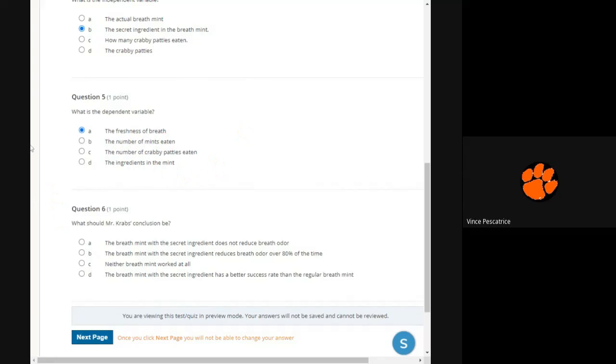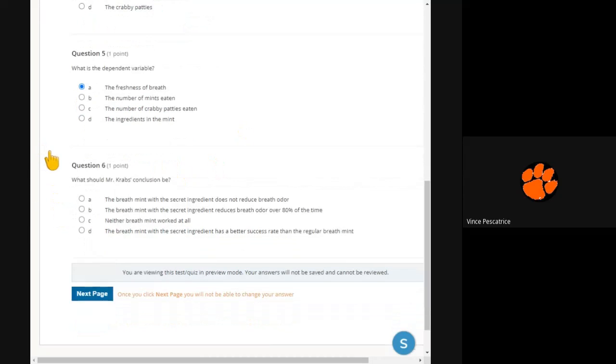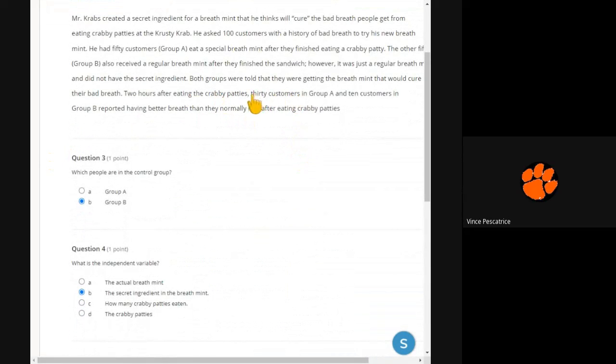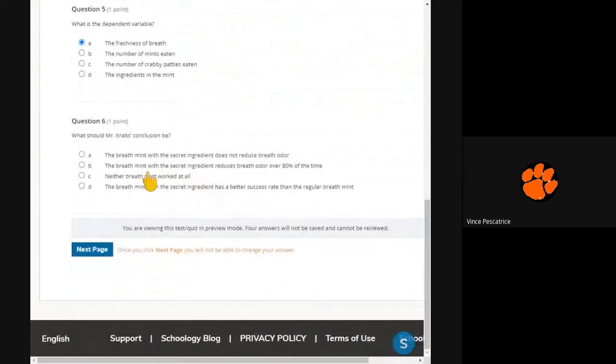All right, so now we got to talk about conclusion, and this requires some brain power, okay? So we got to think. Look at your data. Your data here would be the 30 customers in group A and then 10 customers in group B. Remember, you had 50 customers in each group. 30 out of the 50 said their breath got better in group A. Only 10 out of the 50 in group B said their breath got better. So think about that. All right, the breath mint with the secret ingredient does not reduce breath odor. Is that true or false?